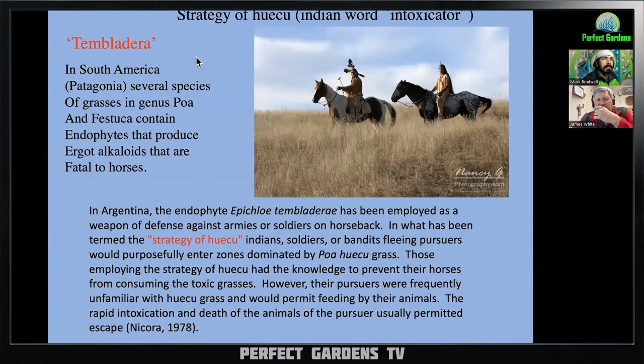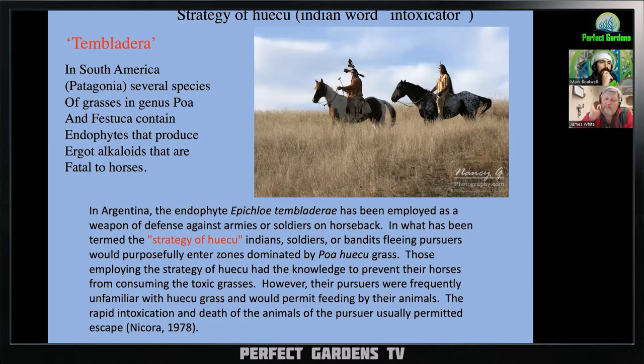This is cool. This is that hueku grass from South America, and it's some wild grasses in like Patagonia. Many of the grasses have these endophytes in them that cause a tremble, producing alkaloids that make horses, or animals, have staggers. And something developed called the strategy of hueku. The Indians, or the bandits, would use the strategy of hueku.